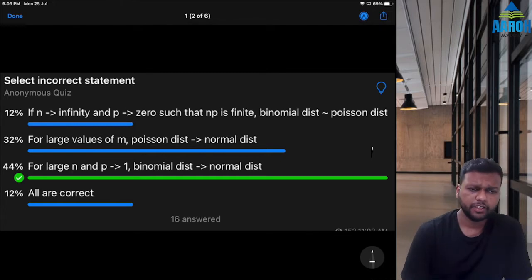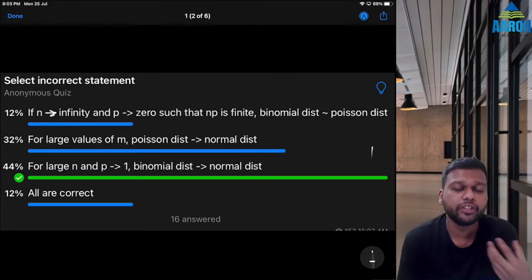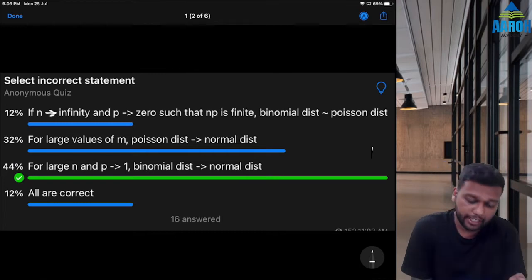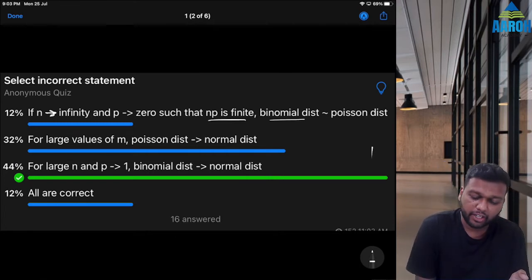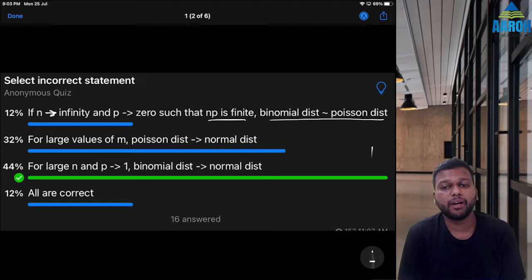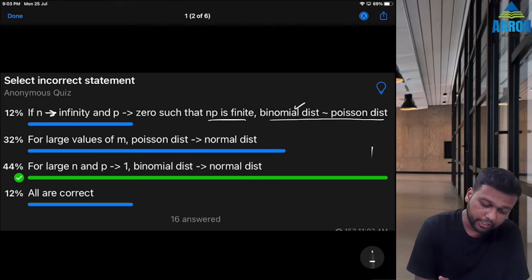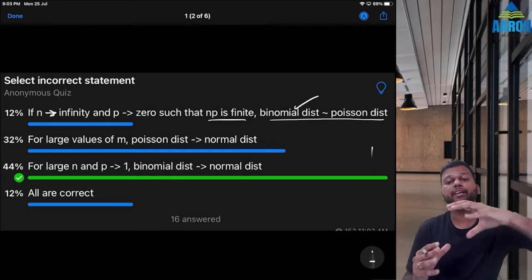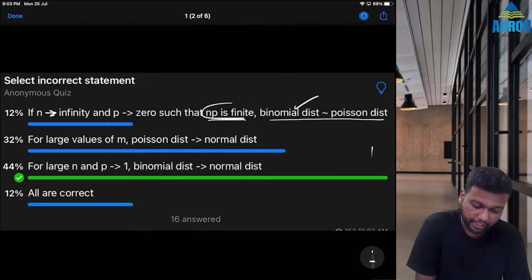Okay, fine. Let's start. Select incorrect statement. If n tends to infinity, that is n is nearly infinity and p is nearly 0 such that np is finite, then binomial distribution is approximated by Poisson distribution. Now this is a correct statement because if n is large and p is small, then binomial can be approximated by Poisson if this condition is true.